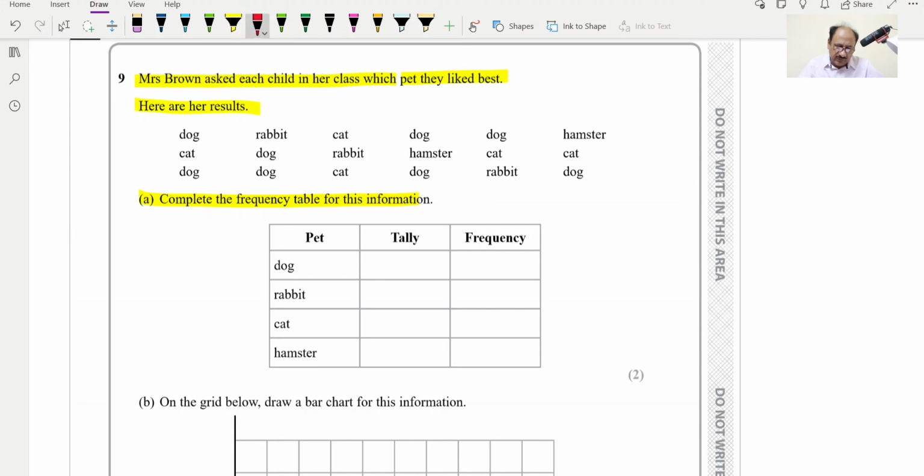So first one is dog. So dog 1, we can write dog, then one more, we got dog 3, and a fourth one, and there is one more, 5. So the fifth one we will be writing like this. Then there is this one, then 2, and this one 3. So the frequency is 5 plus 3 will be 8, so we can write the frequency as 8.